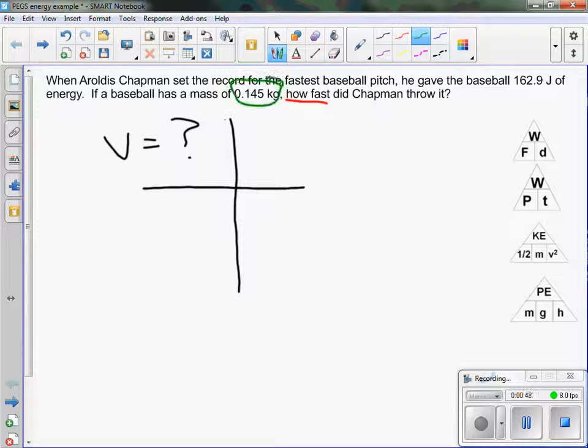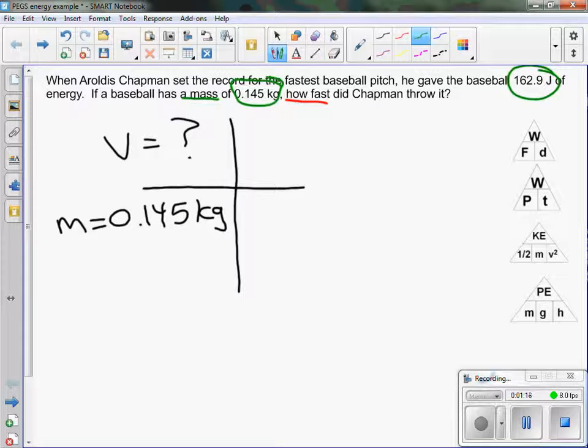We've got 0.145 kilograms. I know that's a mass, partly because mass is always in kilograms, and partly because we have that wording, a mass of 0.145. Again, when I'm listing it in the space for my givens, I want to make sure to use the letter from the formula, which is an M. The other given is this 162.9 joules.